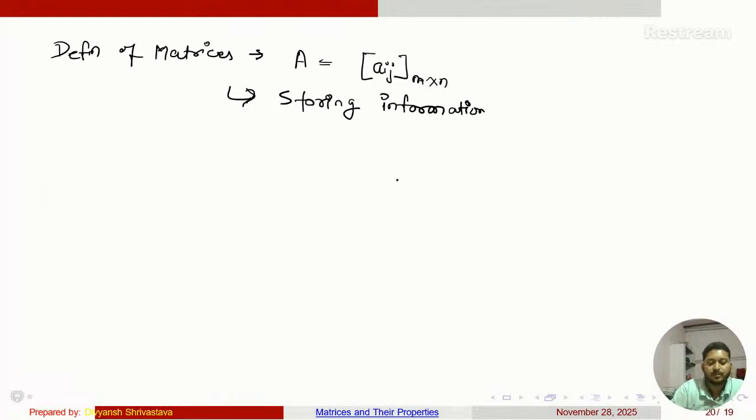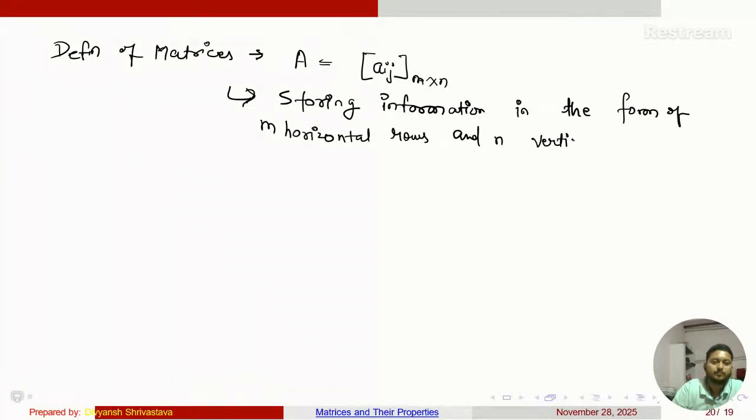Here m is the number of horizontal rows, and n is the number of vertical columns. Okay, so these are some definitions of matrices.